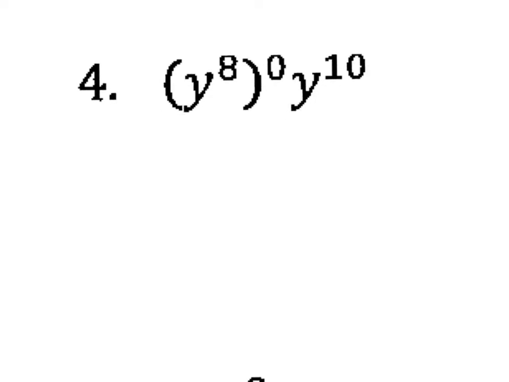In the pattern here, we have a lot of power to a power. Exponent on the outside, so you multiply it. What's 0 times 8? 0. And I still have y to the 10th over here. Anything to the 0 power is just 1. So my answer is y to the 10th.